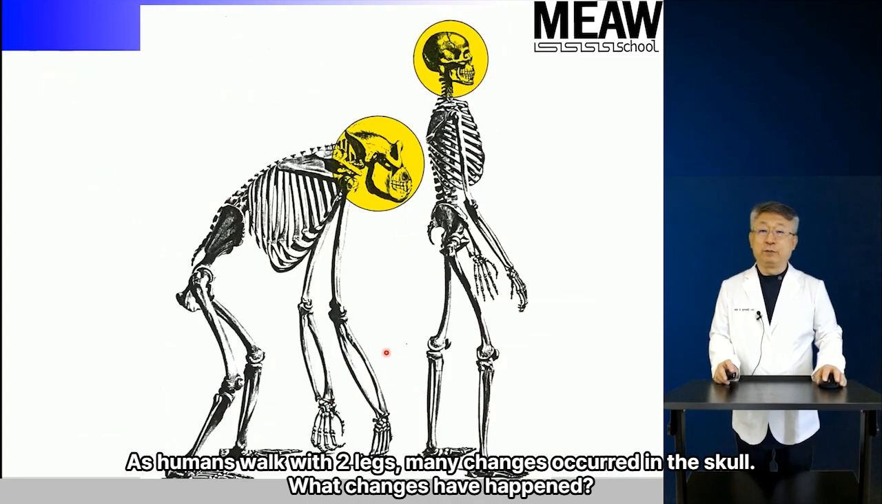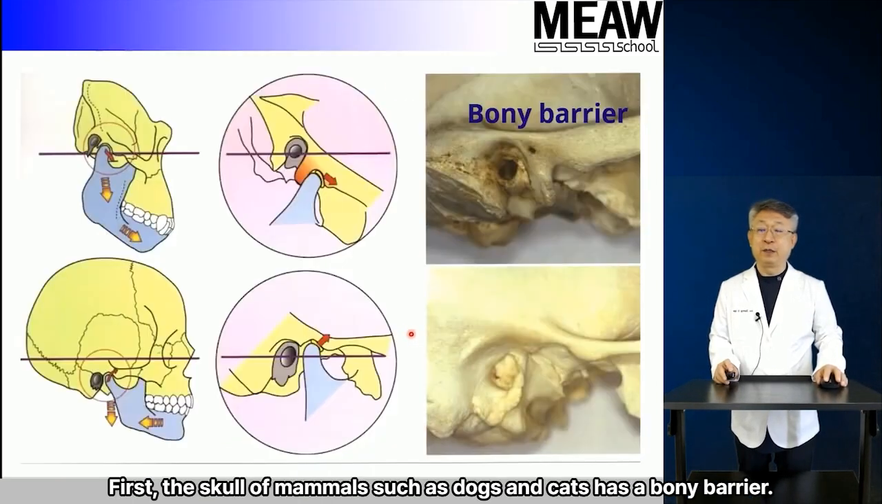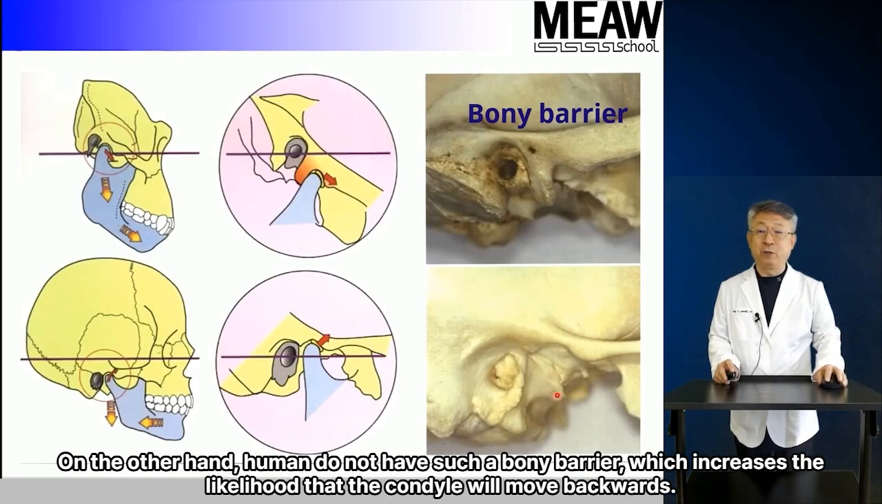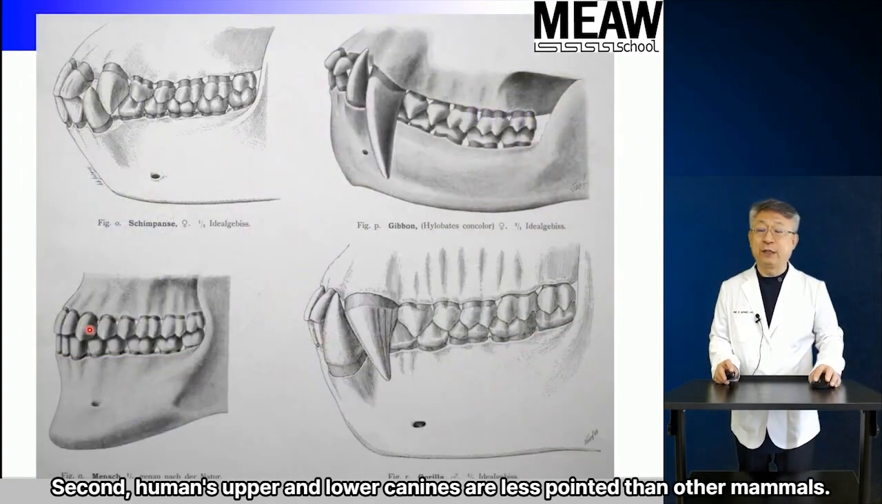As humans walk with two legs, many changes occurred in the skull. What changes have happened? First, the skull of mammals such as dogs and cats has a bony barrier. In other words, there is a bony process behind the condyle so that the mandible cannot go back. On the other hand, humans do not have such a bony barrier, which increases the likelihood that the condyle will move backwards. Second, humans' upper and lower canines are less pointed than other mammals.